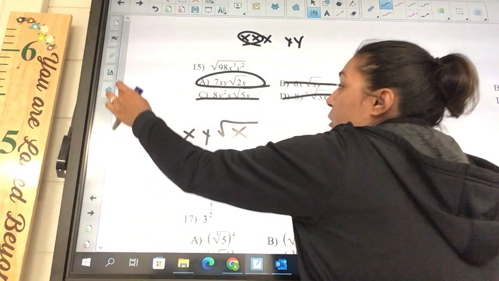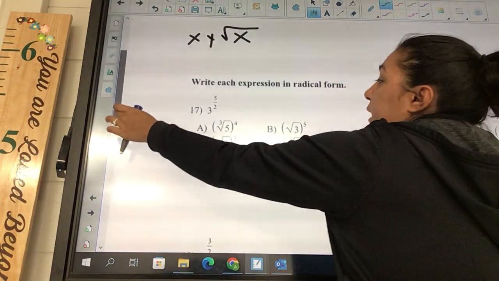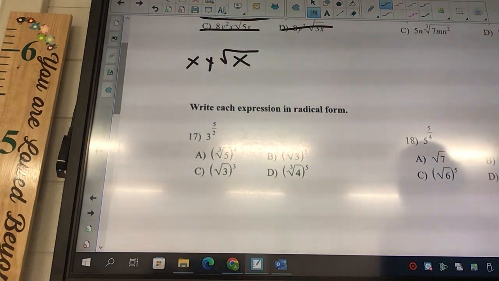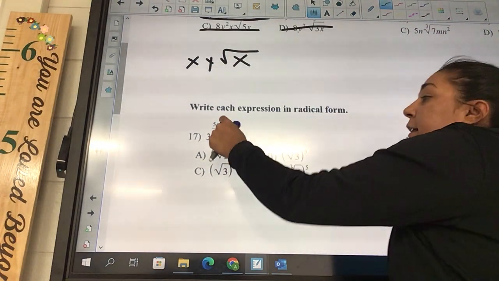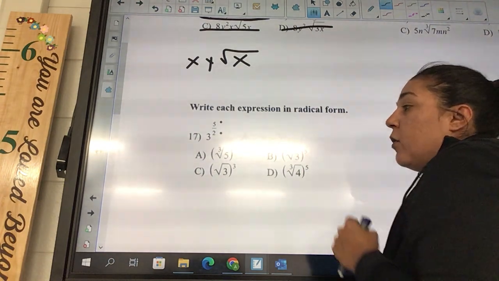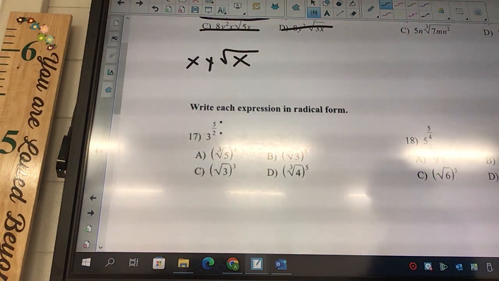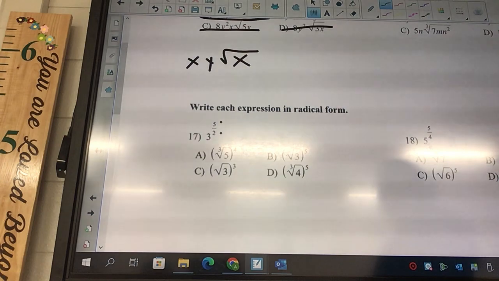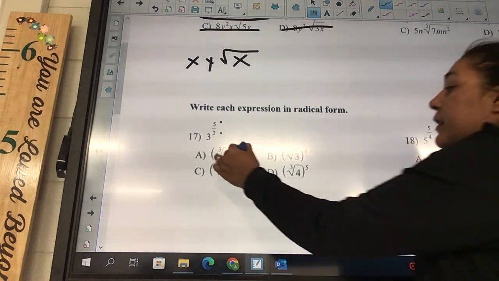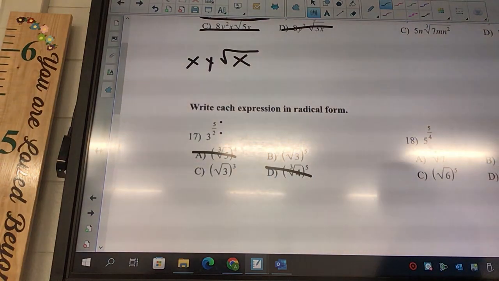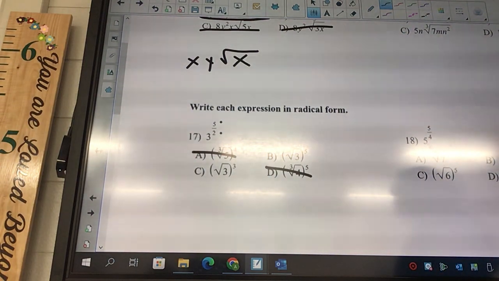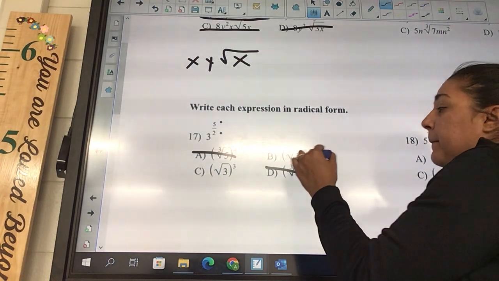Okay, writing them in radical form. Which one's going to go on the inside? 2. Okay, it goes inside, then outside. So what number's going on the outside? 2. So what does not have a 2 there on the outside? A and D. Okay, we know that there's no number, and then what number has to go on the outside? 5, which is going to be what? B.